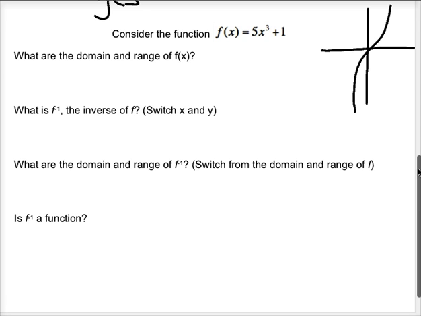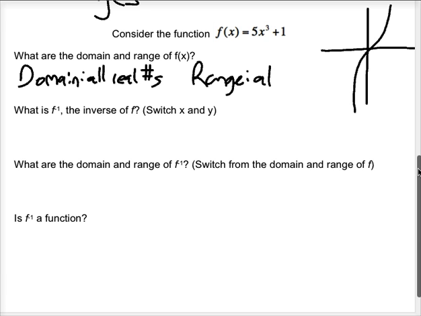So domain and range, both going to be all real numbers.